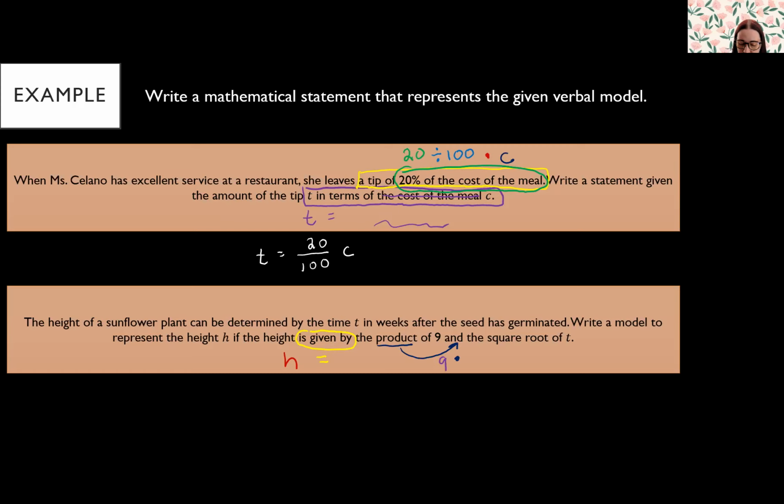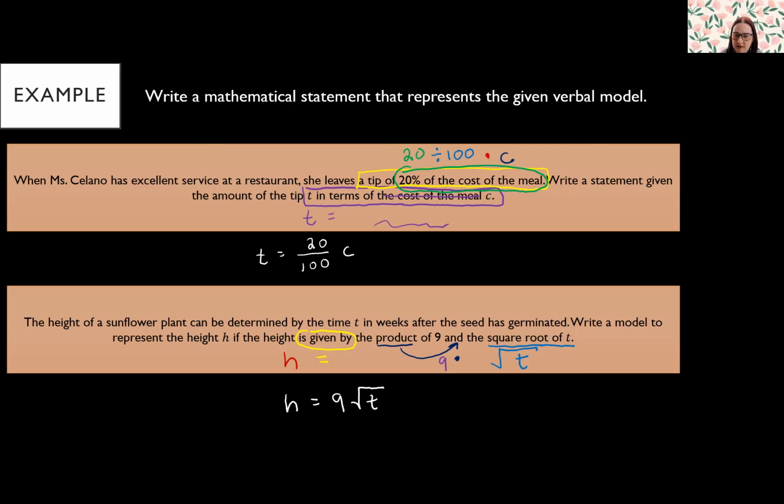And then what follows is the square root of T. So if you see the root, that means it's the square root symbol, and then T is going inside there. So whatever follows square root of, whatever's after the of goes inside the square root. So now we've translated the second sentence. And we have h equals 9. And I don't need the multiplication sign if I'm multiplying by a square root. And then the square root of T.